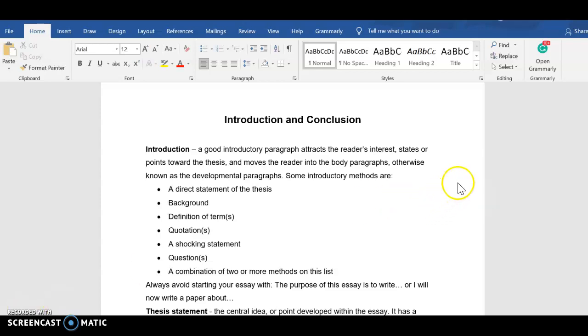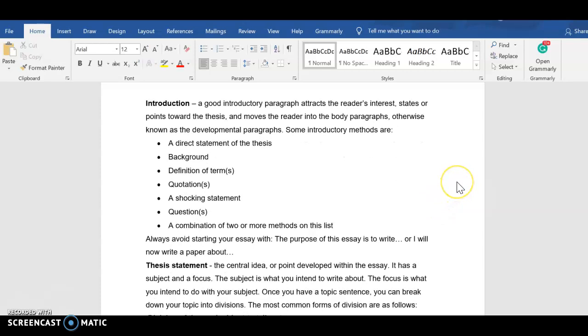You always want to make sure to avoid starting the essay, I should say, with "the purpose of this essay is to write" or "I will now write about." I am well aware you are writing a paper, you just need to get into it.